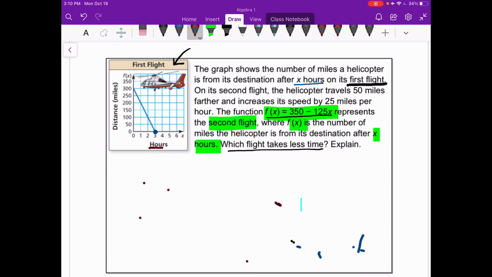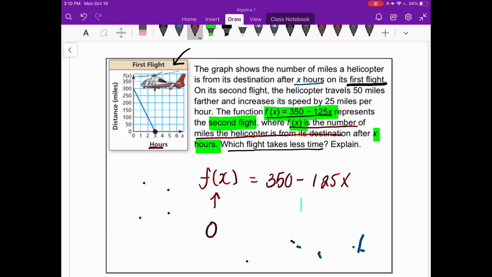So if we want to compare these two, let's find out when the second flight is at its destination. So here's the second flight's function. Now we know that it takes 3 hours to reach a distance of 0, meaning being at the destination. So it says in the word problem, f of x is the number of miles the helicopter is from the destination. So we're going to plug in 0 here to represent when it arrives. So now we're solving this equation right here.